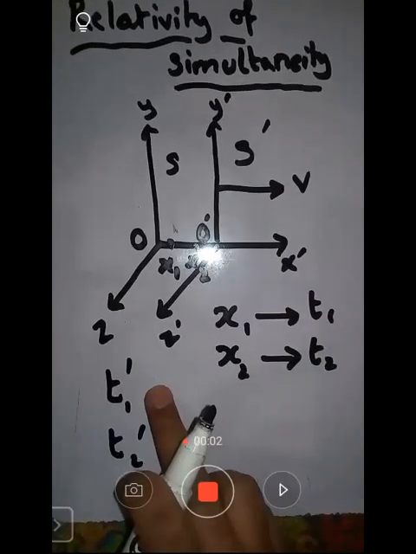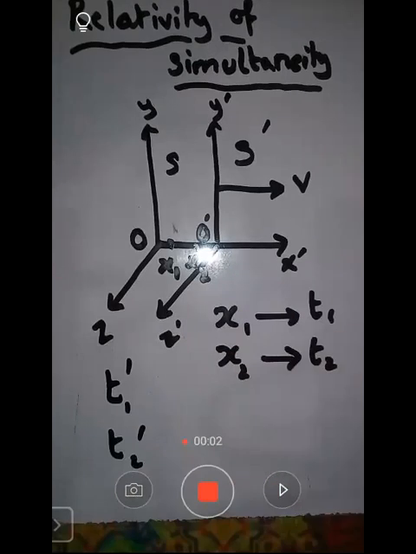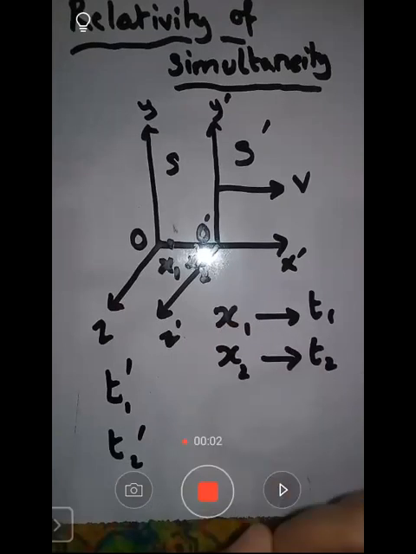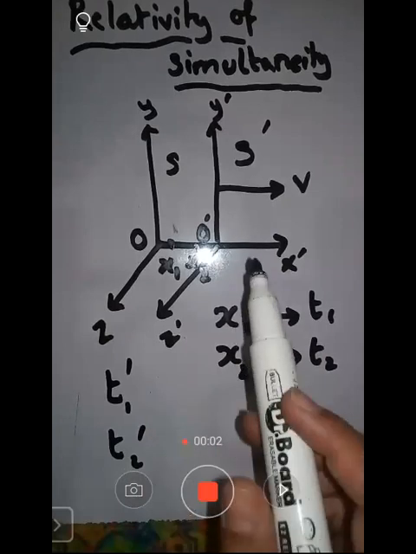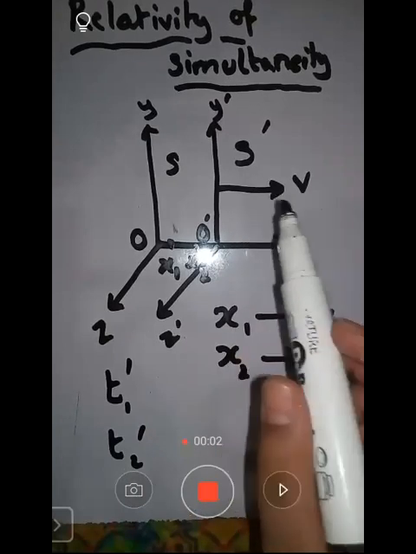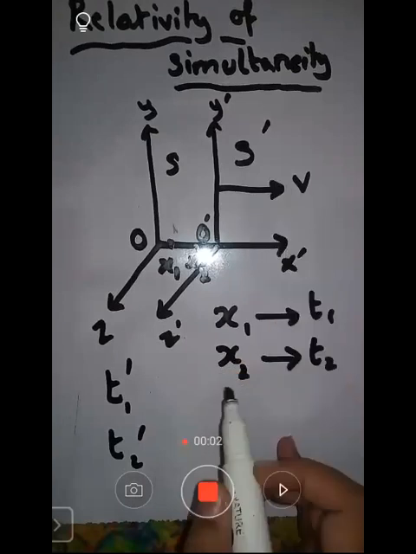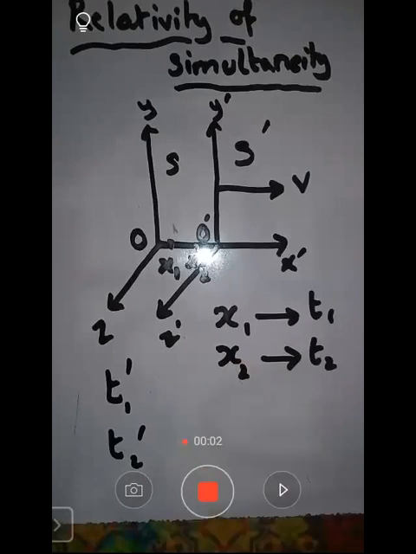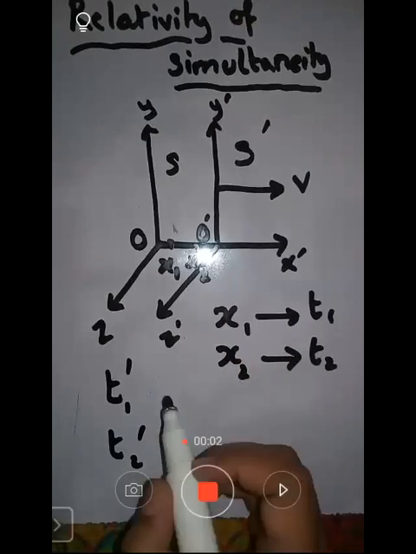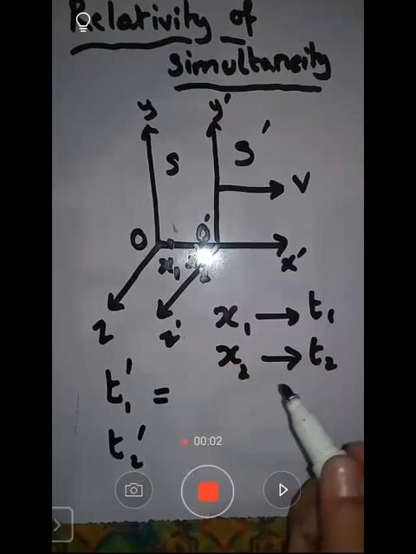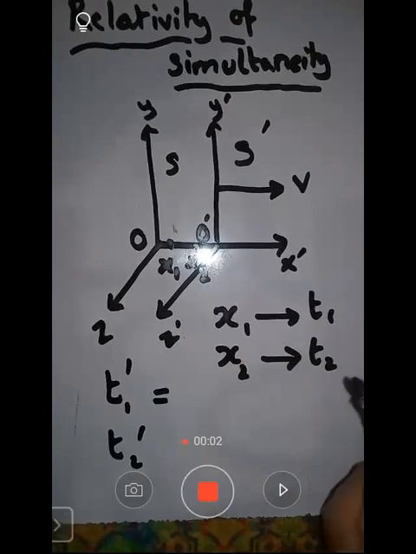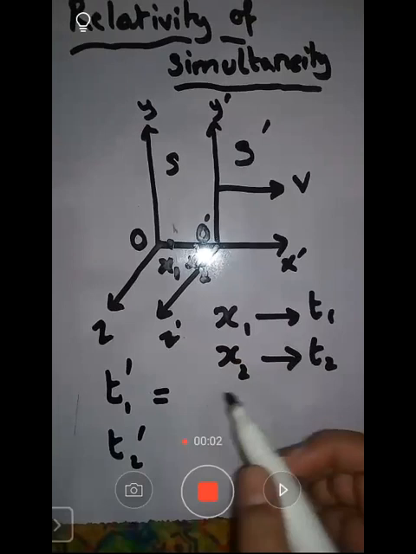T1 dash is the time measured from S dash frame of reference for the first event, which is positioned at x1. While T2 dash is the time we are observing from S dash frame of reference for the second event, which is positioned at x2 in S frame of reference. So now we will apply the relation of occurrence of time at the same event observed by the S dash frame of reference.